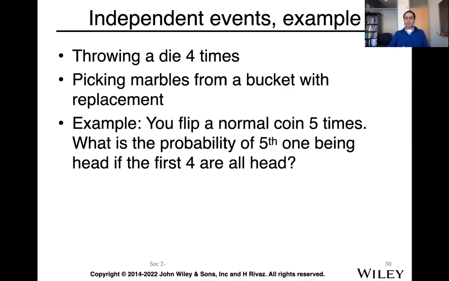Another example, you flip a normal coin 5 times. What's the probability of the 5th one being head if the first 4 are all head? So again, that probability is 1 divided by 2, because knowing that the first 4 flips were head does not change the probability of the 5th flip being head or tail.